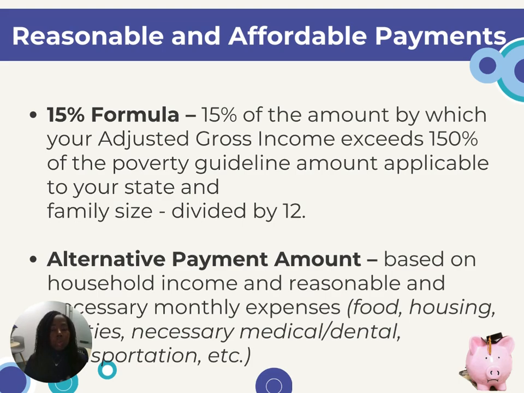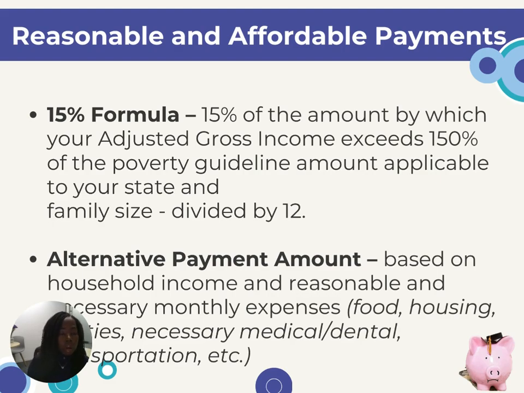Okay, so with the rehabilitation, how they figure out what your monthly payment should be is 15% of your discretionary income. The discretionary income is the amount by which your adjusted gross income exceeds 150% of the poverty guideline applicable to your state and family size, divided by 12. I talked about this in the lesson regarding repayment options, and I showed you the formula of how they figure out what your discretionary income is. So you can go back to those lessons to figure out what the reasonable and affordable payment would be, right?